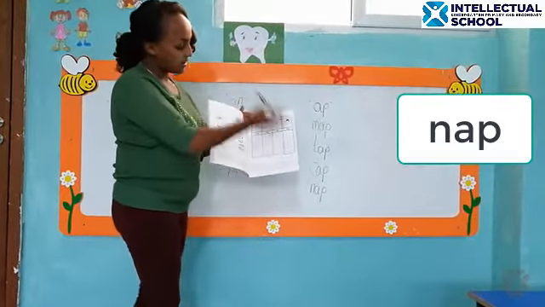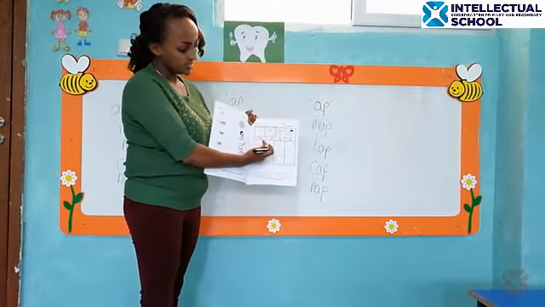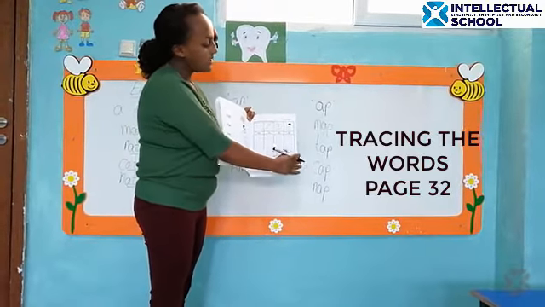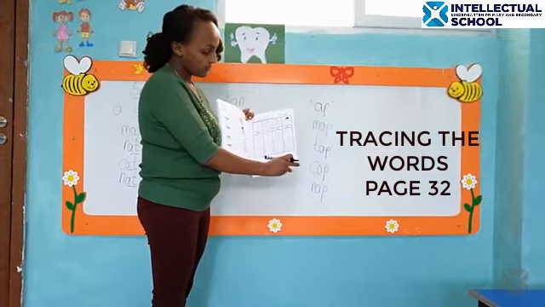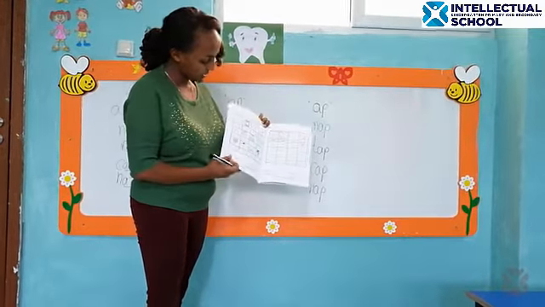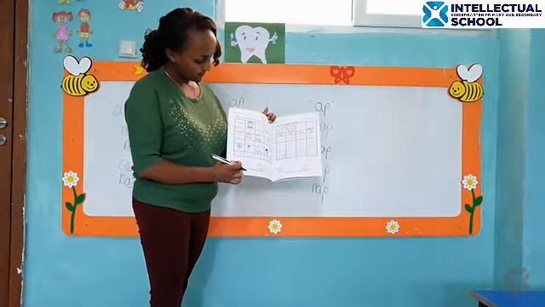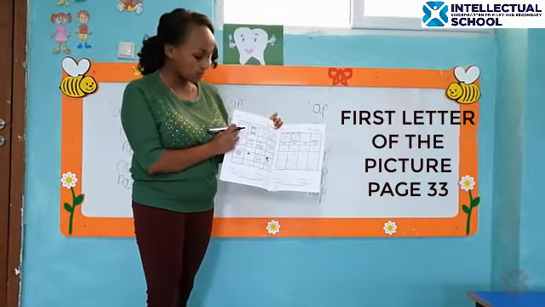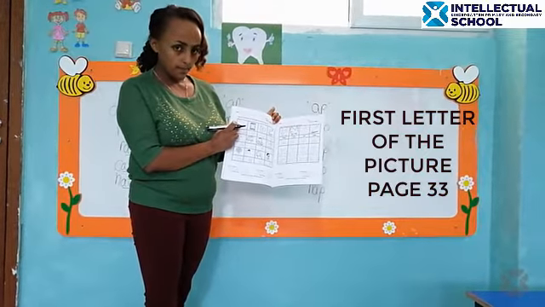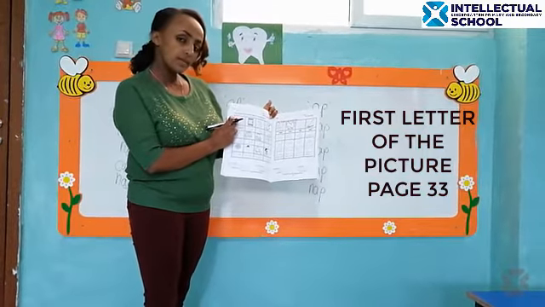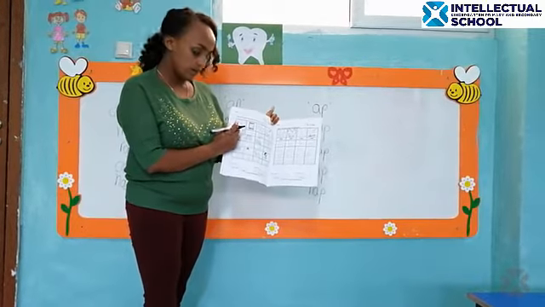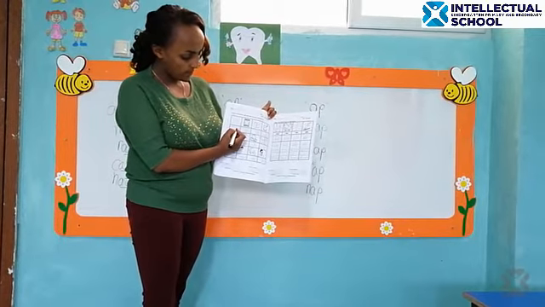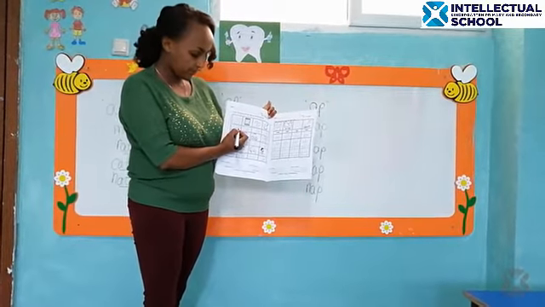Just like we have done on the previous topics, we have to trace these words and we have to write the words on page 32, and the same exercise we are going to do on the next page, okay? You are going to write the first letter for the pictures. For example, let me tell you for the first one. What is this picture? Map. So what is the beginning letter for map? M. So you write m here and you trace ap. Then you read the word map.